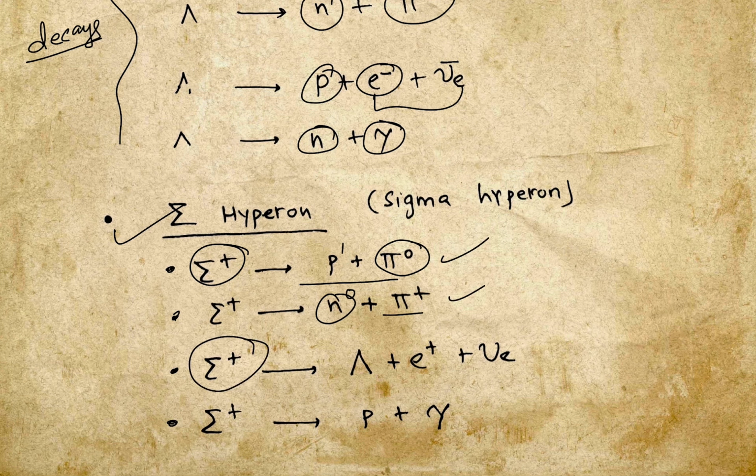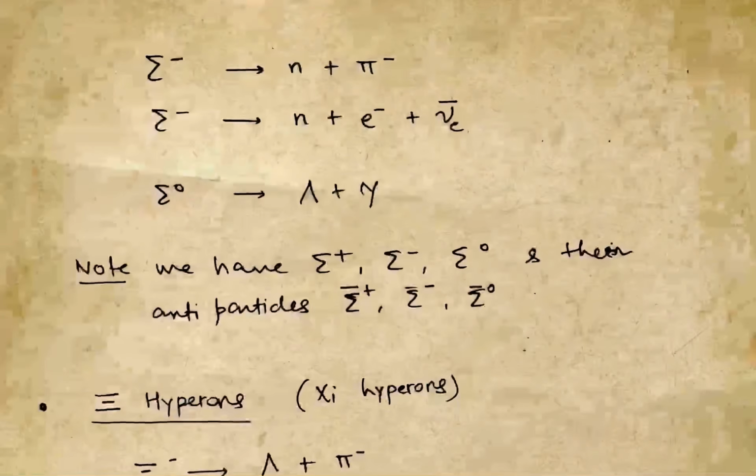Sigma plus would also give you a lambda hyperon, then E plus and electron neutrino. And E plus would also give you proton plus just energy. So there are various ways of decaying depending on what microscopic condition is there, and that is what scientists are still studying, that in what condition what things are being produced.